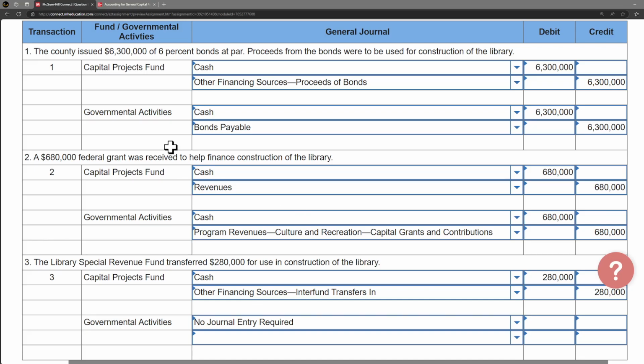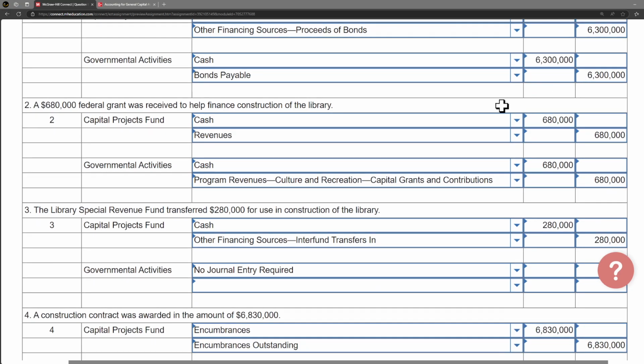So the governmental activities is where we're going to show our liability. So the bond payable gets issued here, cash. The project fund shows cash, but it determines it as a financing source, the proceeds from bonds. A $680,000 federal grant was received to help finance construction. Again, cash. Now we're going to count the federal grant as a program revenue.